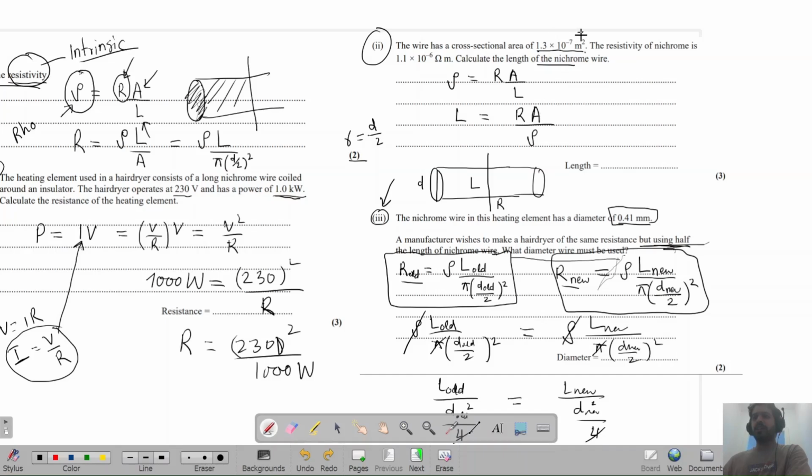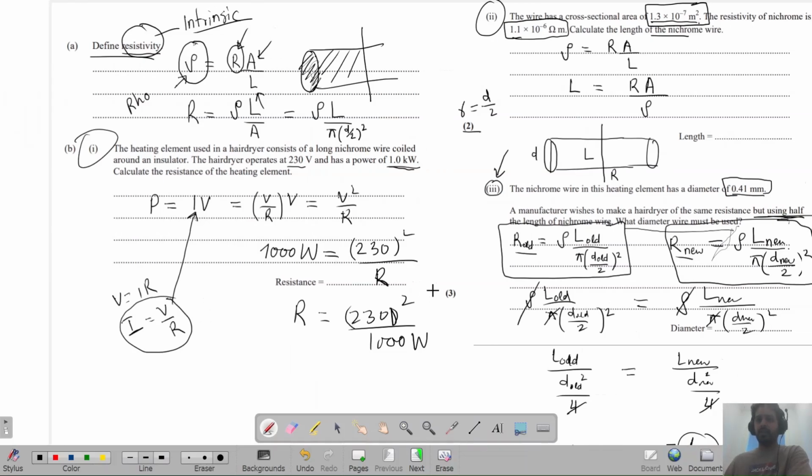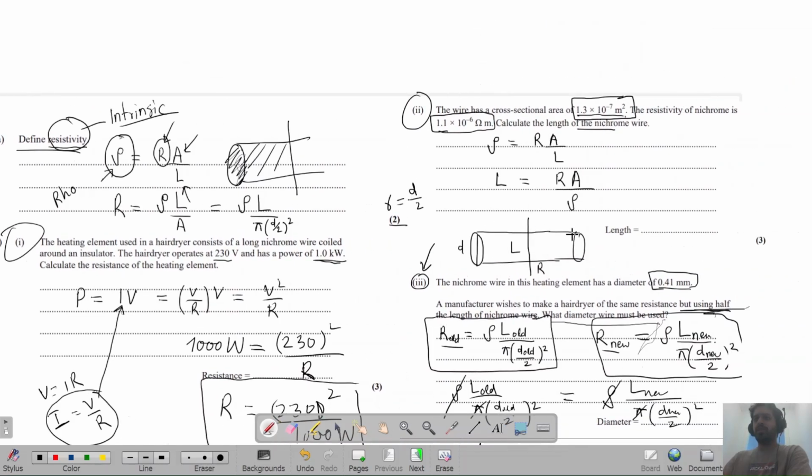Cross-sectional area A is this quantity given right here. Resistivity is also given here, and resistance is what we just calculated in the question here. So you have to take this value of resistance and use it in the next question.